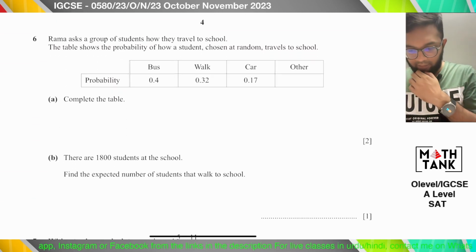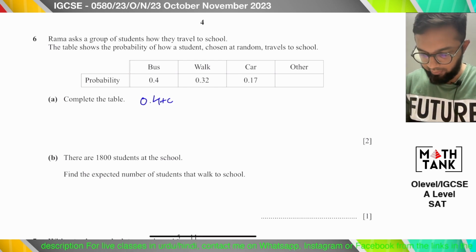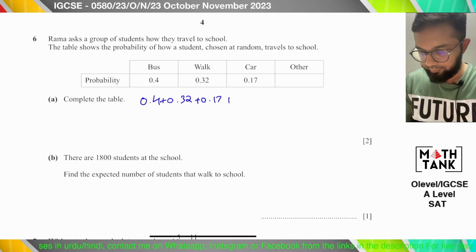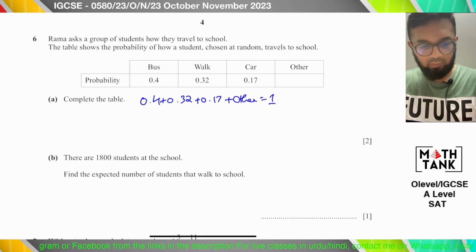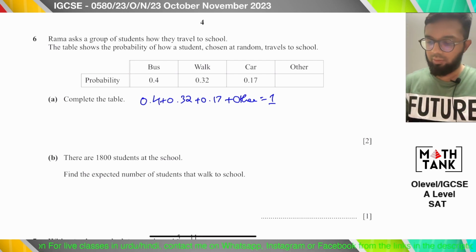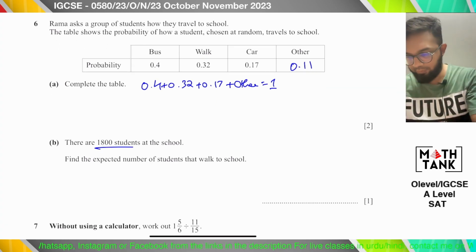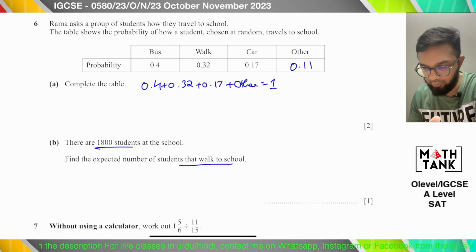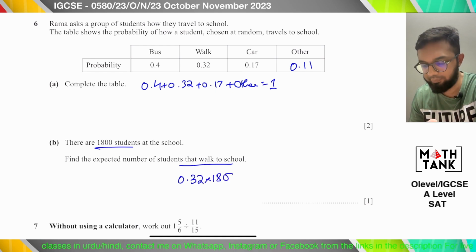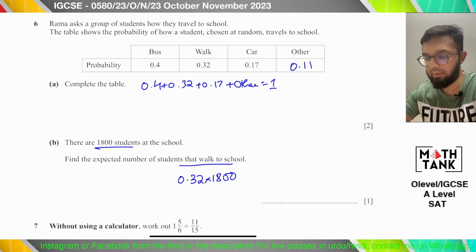Question number 6. It says Rama asks a group of students how they travel to school. Complete the table. So probabilities must add up to 1. Other should equal 0.11. There are 1800 students at school. Find the expected number of students who walk to school. So expected number is just the probability multiplied by the number of observations. Walk is 0.32 times 1800. 576.